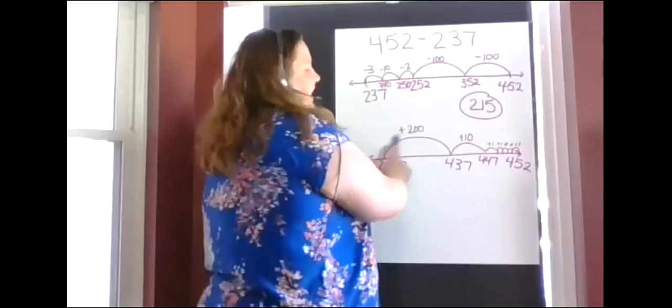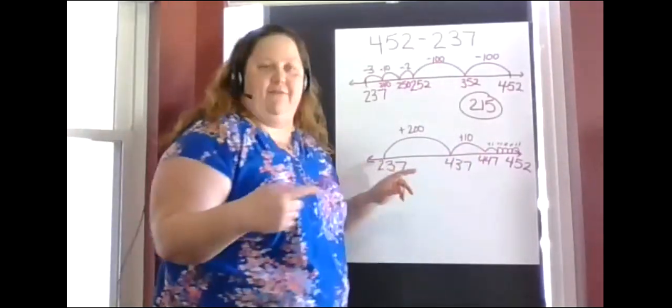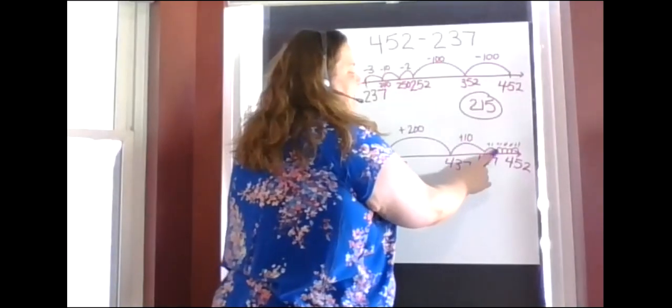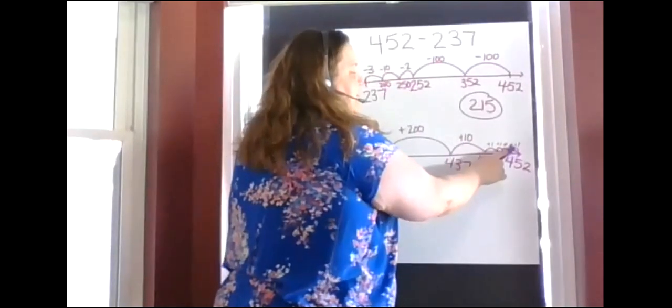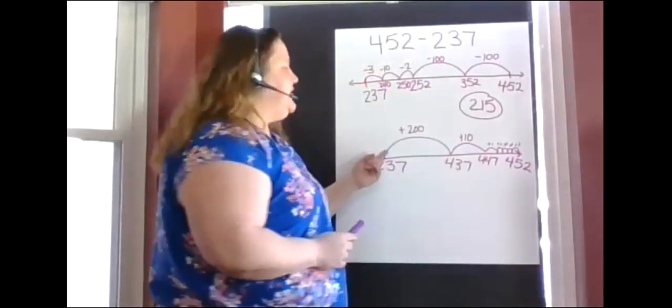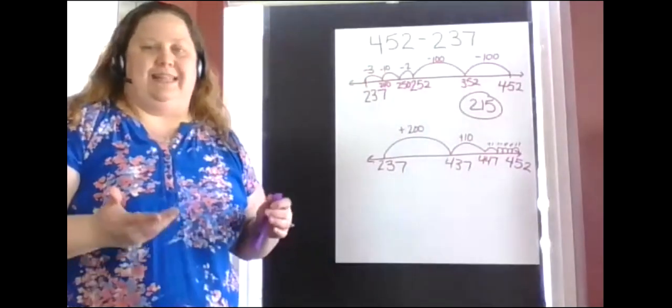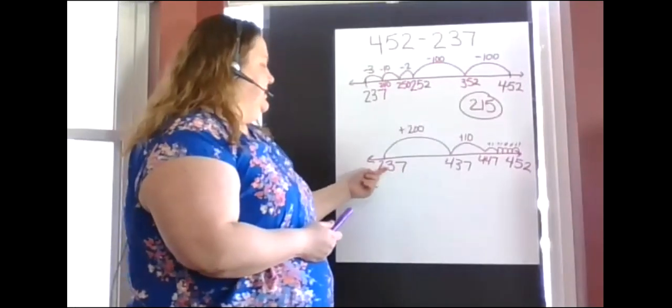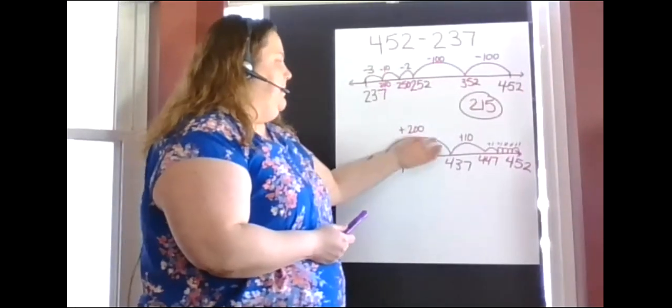So if I jumped here, I'm now going to count up how far I jumped. So 200, 210, 211, 212, 213, 214, 215. A student will jump and make the jumps that they understand. Maybe they don't like working with this 237 plus 200.